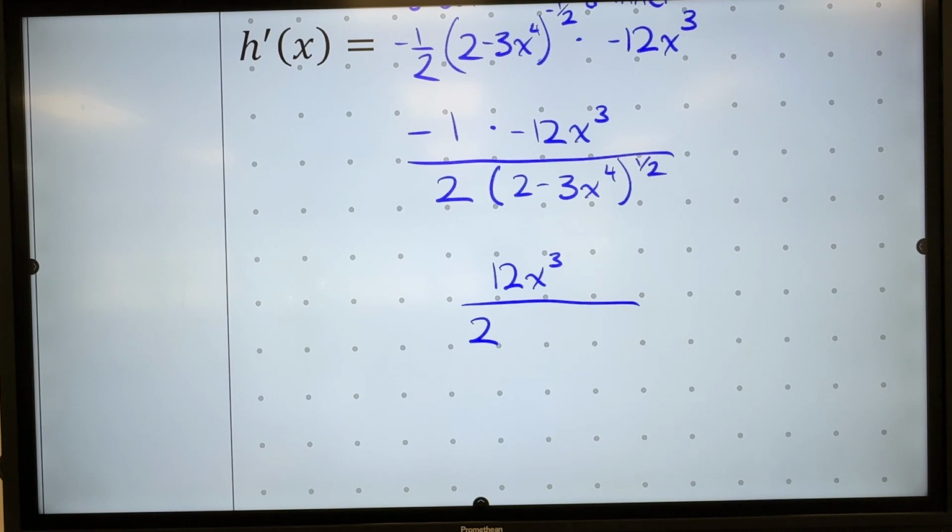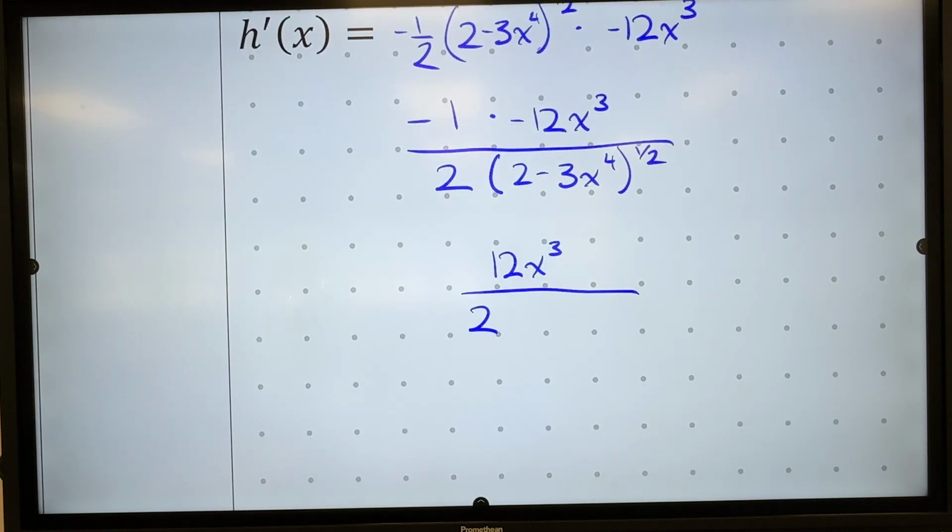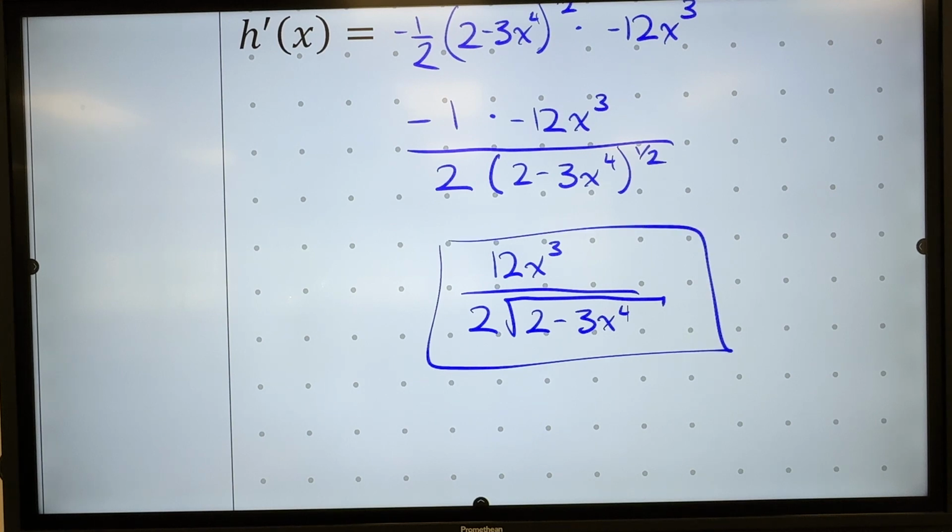Power of 1 half is also a square root. Exactly. It's what you did up here. The square root and one half. So it's going to be 2 square root of? 2 minus 3x to the 4th. To the 4th. Done. That's probably what you'll be seeing on an AP test for the multiple choice answer.